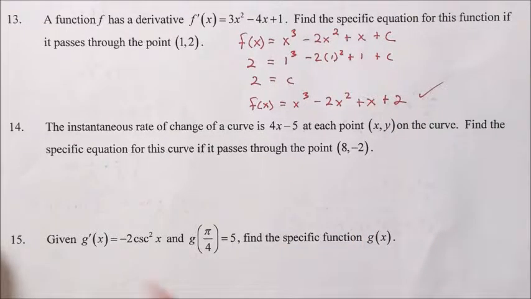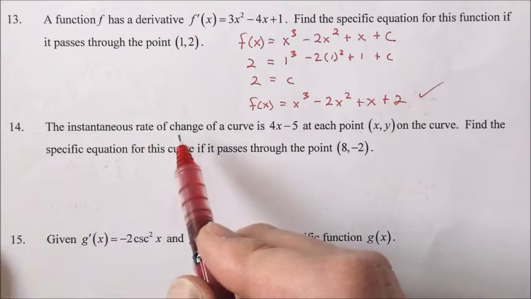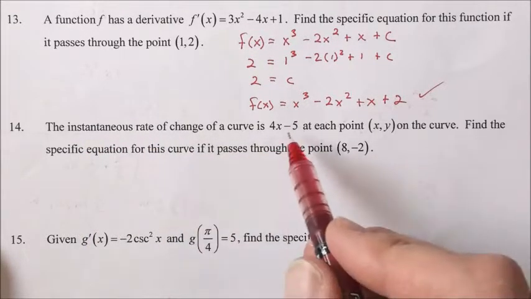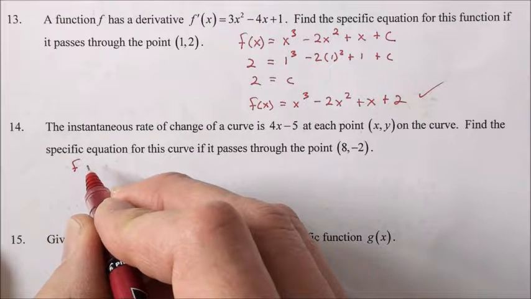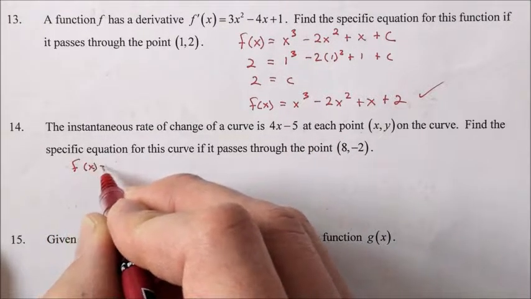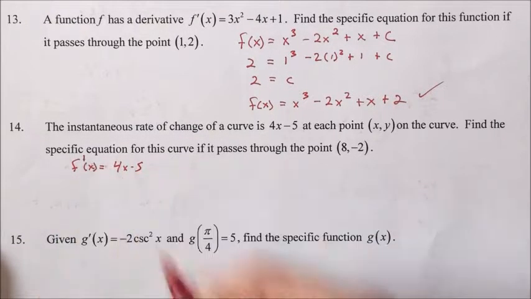And we're done. Number 14 says instantaneous rate of change. That's just another phrase for derivative. So our derivative is 4x minus 5. All right, let's write that down. f prime of x is equal to 4x minus 5. So that's the derivative, f prime of x.